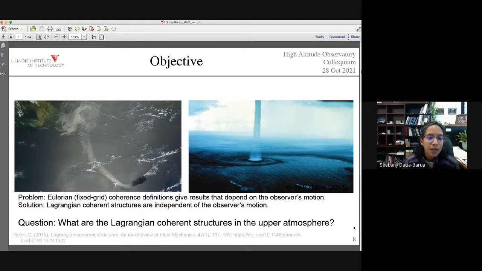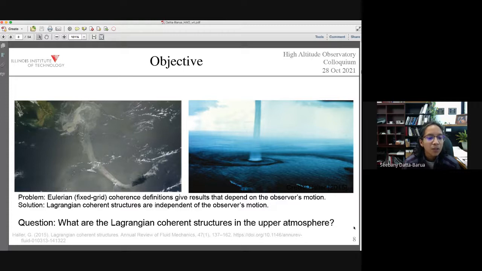So what that means is that the coherence you see depends on who's looking at it and how that observer is moving. As an alternative, Lagrangian descriptions of coherent structures are meant to be invariant. I think the technical word used is objective. It means they are independent of the observer's motion, independent of translations and rotations used by the person who has set up that grid or frame.